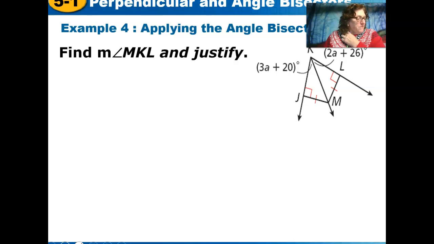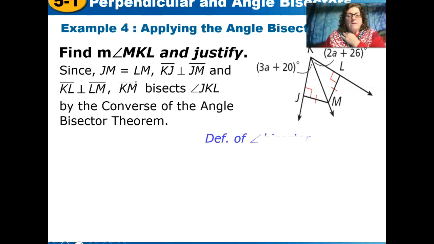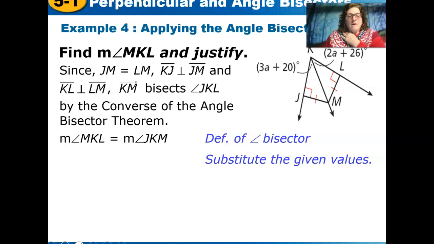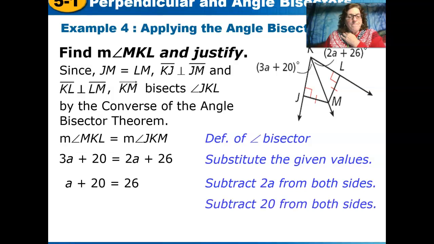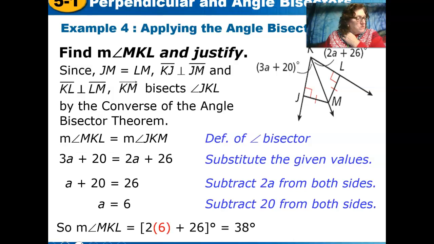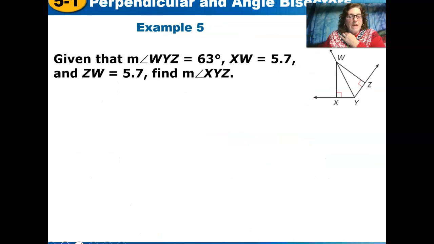Taking a look at example 4. Hopefully you have finished these problems. We know that by the converse of the angle bisector theorem, we can say that the two angles are equal to one another, and therefore, I'll get through this very quickly, A is going to equal 6. And then therefore the measure of the angle is 38.